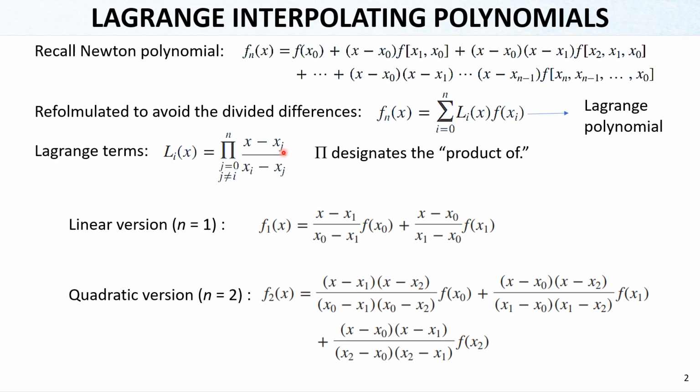At the top we have j, and that should be different from i as well. If i is 0, then j should be 1 and 2. In the second term, i is 1, so the j terms should be 0 and 2. For the third term, i is 2, so j should be different from that, and it should be 0 and 1, it cannot be 3. There is no other term, so these are the Lagrange terms for the quadratic version, and this is called the Lagrange polynomial with quadratic degree, n equals 2.